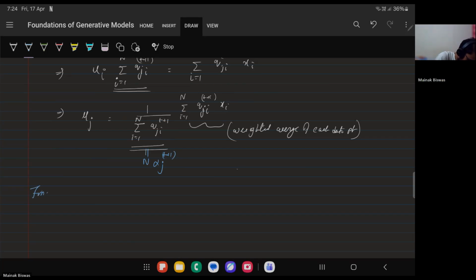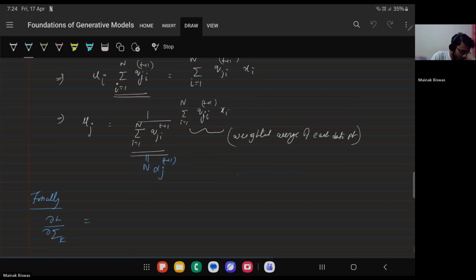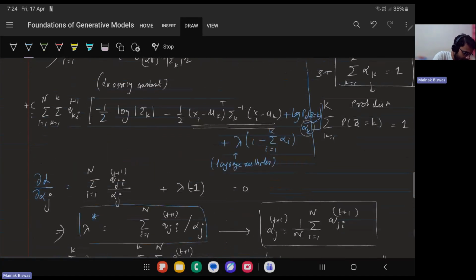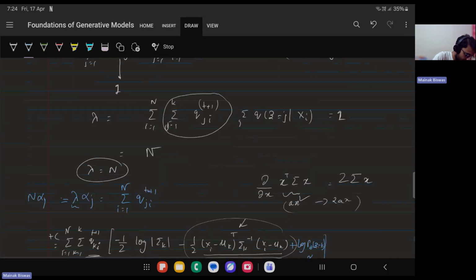Finally, we will do dl d sigma k and we'll get, so if I write down the same equation over here, I'll just paste it.